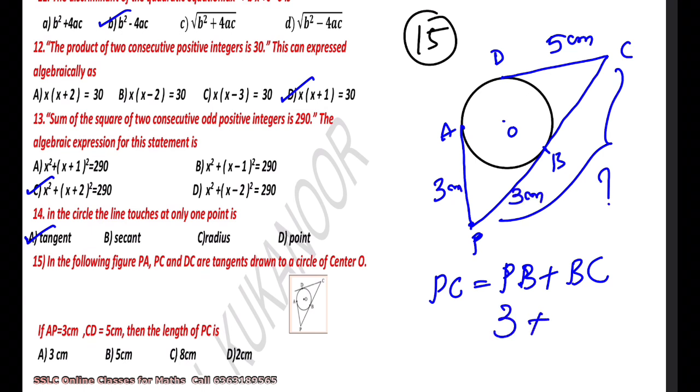So I can take it as 3. CD and CB are tangents arising from point C only. So their lengths will be equal. If CD equal to 5 centimeter, CB is also 5 centimeter. So I can take it as 5. 3 plus 5, it is 8 centimeter. So the answer for us is 8.